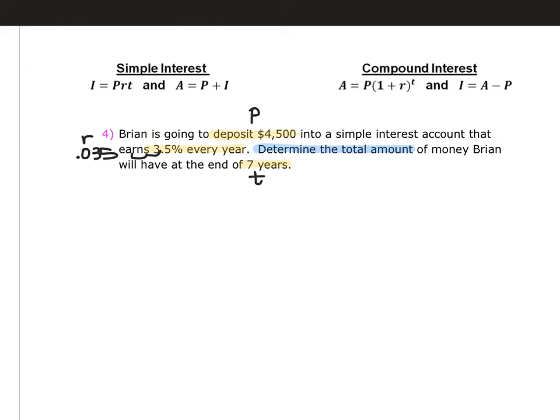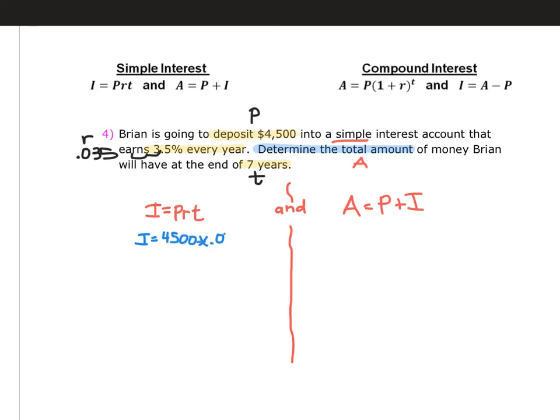What is this question asking? It says determine the total amount. Total amount is your A, and it's a simple interest question. So we're going to be looking at these formulas. Do we want just the I or do we want the A? If we want the A, we have to do both. Substituting my numbers in here, I have I equals 4,500 times the rate, 0.035 times 7. When I calculate that, I end up with $1,102, and it says 0.5 on the calculator, but money needs to have the second number after the decimal.